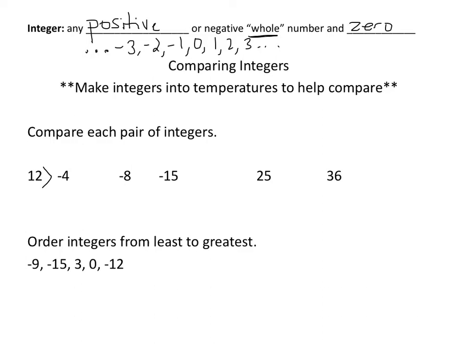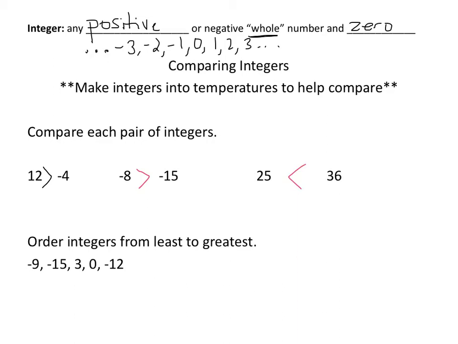On the next one, we have -8 and -15. Well, -8 is warmer than -15 degrees, so -8 is greater than -15. On our last one, we have 25 and 36. Both of them are positive. 36 is warmer than 25, so 25 is less than 36.